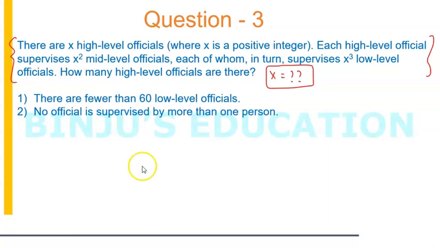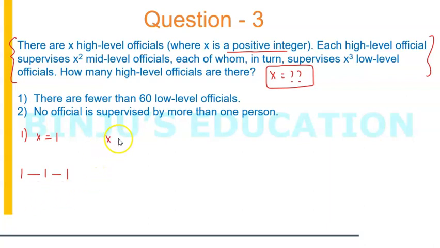Okay, so let's start with X is equal to 1, because it says that X is a positive integer, so the minimum value of a positive integer is 1. Which means there will be 1 high official, 1 mid level official and 1 low level official. This is one possibility, no denying that.